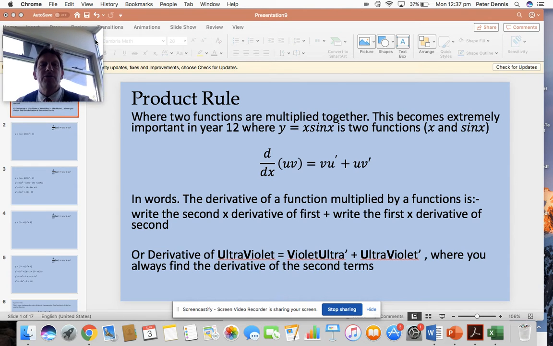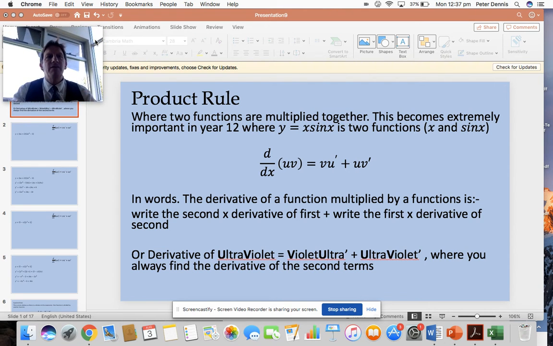Okay, so I'll just go through all the basic stuff that you need in this differentiation. The first one is the product rule, where two functions are multiplied together. This becomes extremely important in year 12. It's a function of x here, which is x, and a function of x here, which is sine x.